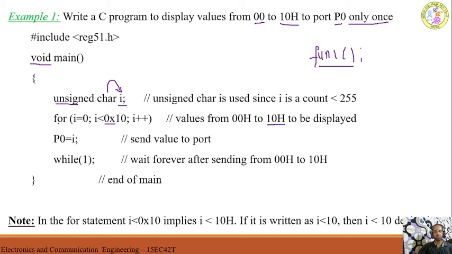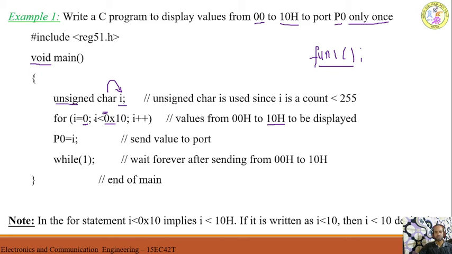So this for loop is repeated for 10 times. For 10 times it will repeat. Values from 0 to 9h will be displayed. Now we have used less than. Less than condition we have used, so it will display the values from 0 to 9. Suppose if I want to display the value 10 also, then what will I do? Less than or equal to symbol I need to use.